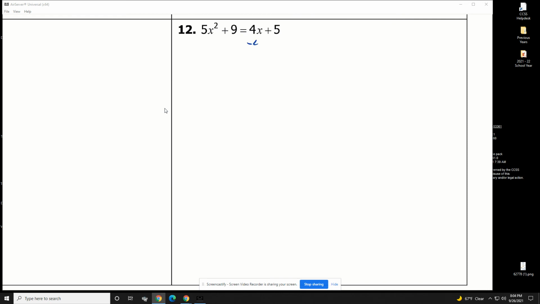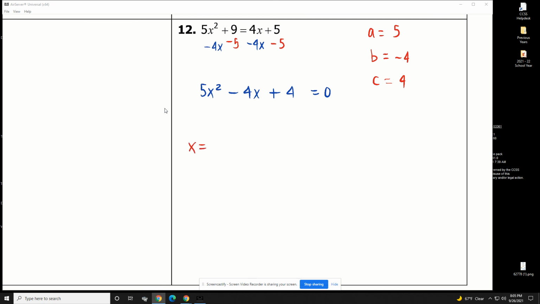We're going to subtract the 4x really from nothing, because it doesn't have anywhere to go. We're going to subtract this 5 from the 9. So let's see what that leaves us with. It leaves us with 5x squared minus 4x plus 4, because that's what 9 minus 5 equals. So here we go. Our a value is 5. Hopefully you saw that. B is -4. C is +4.